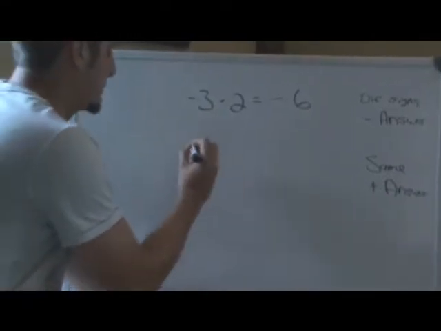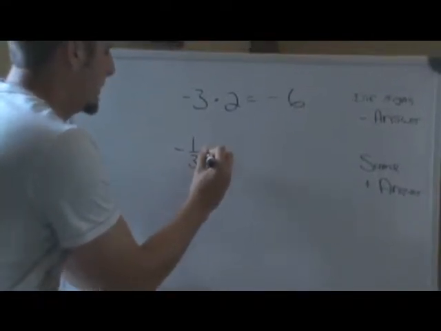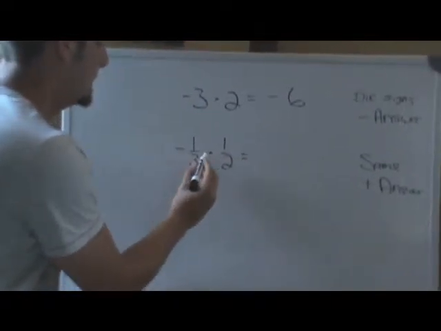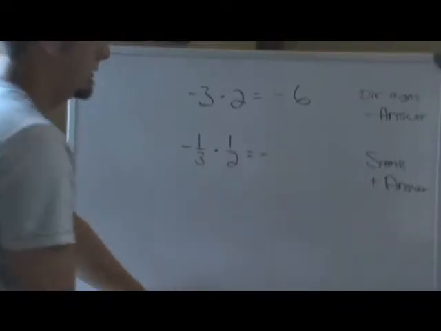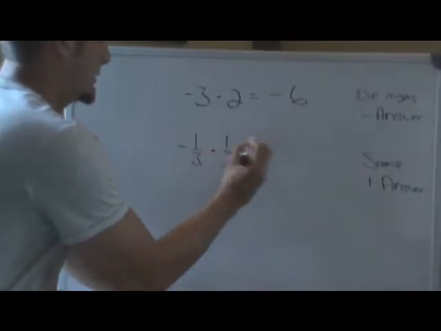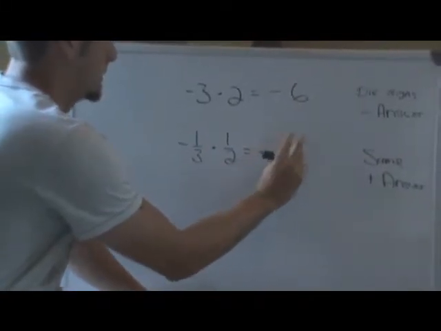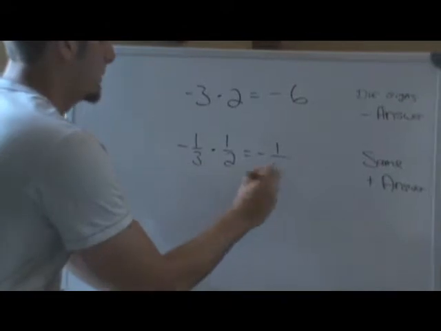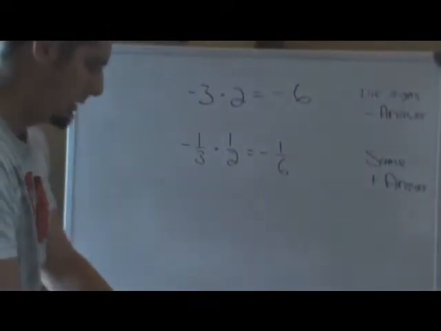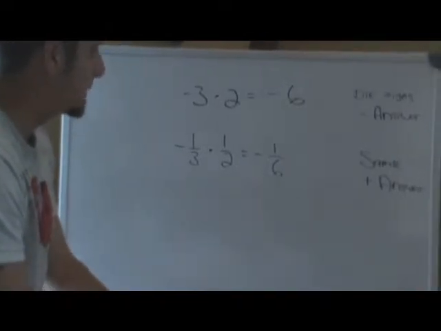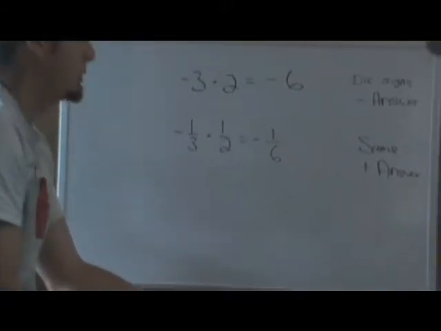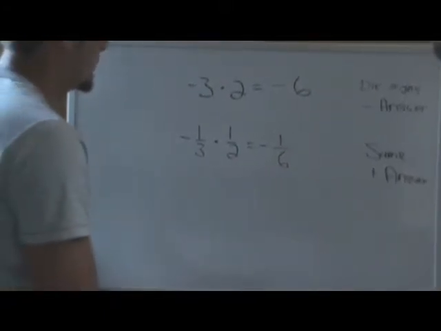Same thing happens with fractions. If I have a negative 1/3 times a positive 1/2, negative times a positive always gets me a negative answer. Then you go through and you multiply the two fractions normally. 1 times 1 is 1. 3 times 2 is 6. So I get negative 1/6 for my answer. Really doesn't get much more complicated than that. Like I said, follow the same rules that you would with whole numbers when you're multiplying with fractions.